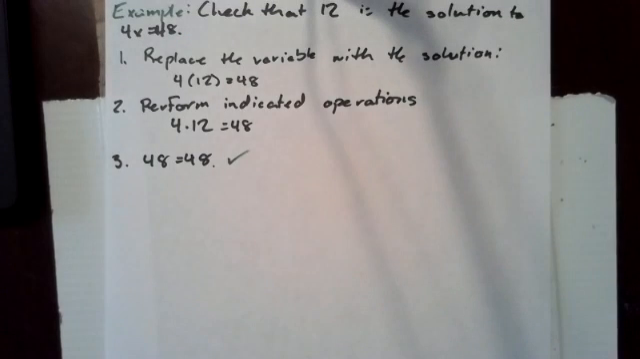For example, check that 12 is the solution to 4x equals 48. First, we replace the variable with the solution, so we have 4 times 12 equals 48. And we perform indicated operations. 4 times 12 is equal to 48. Since 48 equals 48, we know that this is the correct solution to the problem.